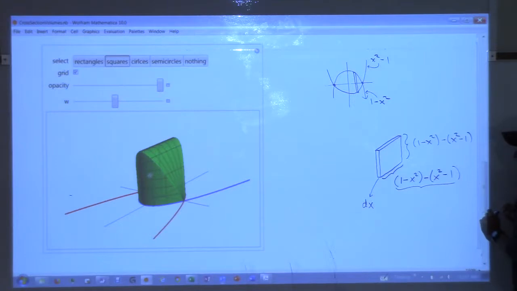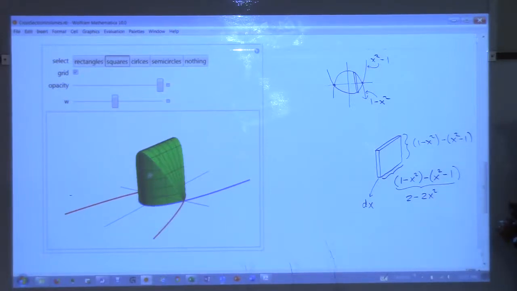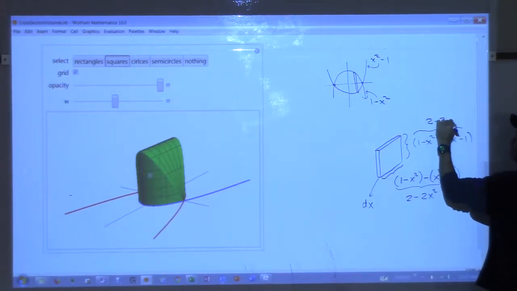Is that just 2 minus 2x squared? Right? That's what that is. Just drop the parentheses, put them together. That's what this is. 2 minus 2x squared, right?